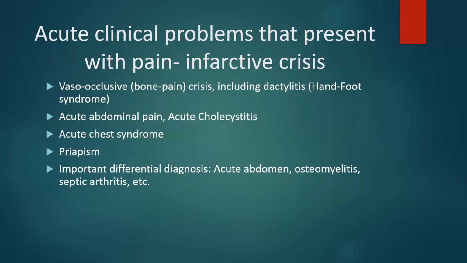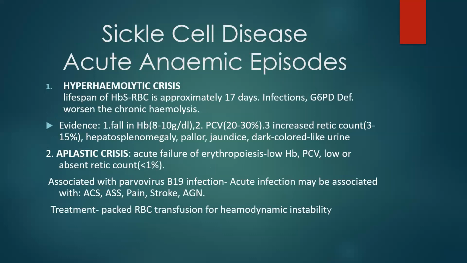So in the course of examining and taking history, we should have other differentials in mind, so as not to miss other conditions that may have similar presentation as the vaso-occlusive crisis, like the acute abdomen, osteomyelitis, osteoarthritis, and others. So there are other acute episodes. That's the acute anemic episode. They have different crises that may come along with these acute episodes.